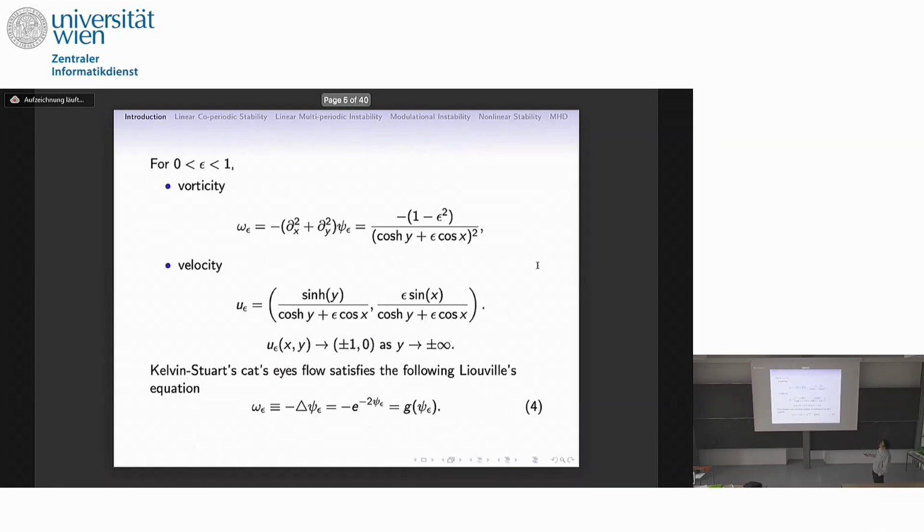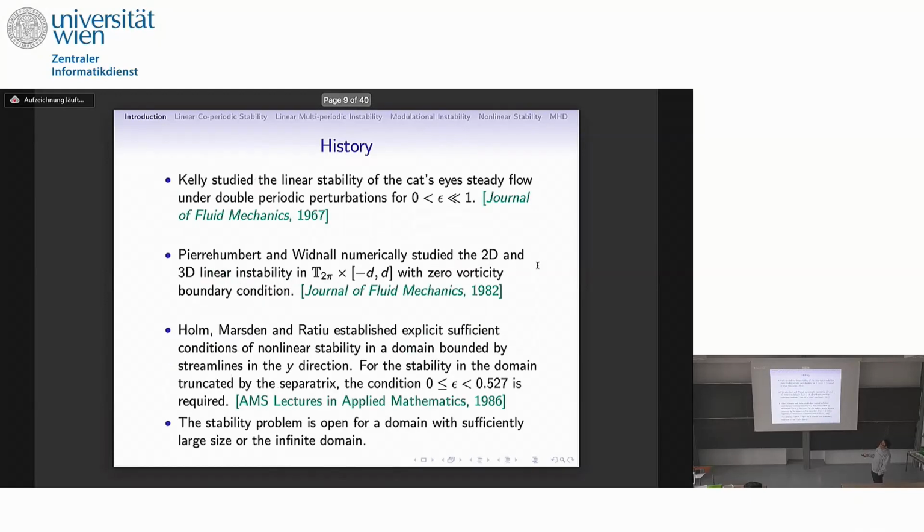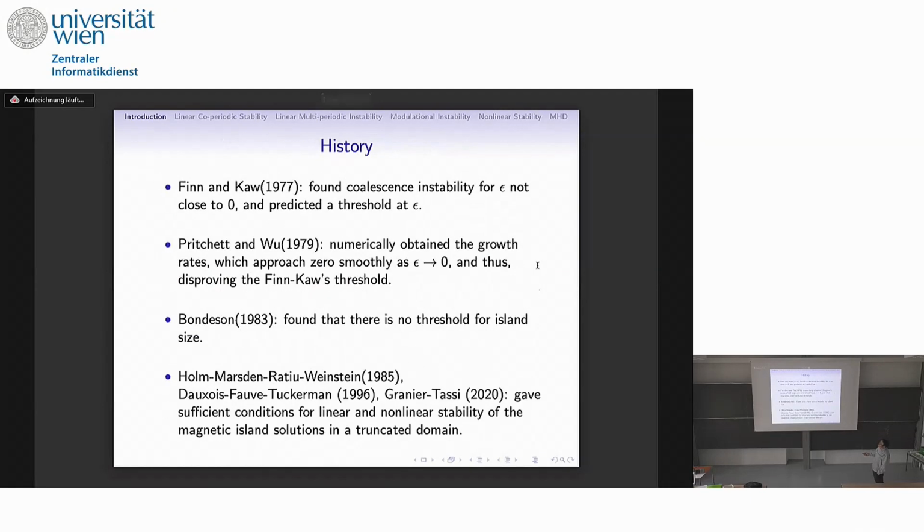So people are very interested in this kind of coalescence instability because it has an important implication for so-called magnetic reconnection theory. So in the 70s, these people found numerically you do have this kind of coalescence instability. We'll see later on, we actually gave a rigorous proof of this kind of coalescence instability.